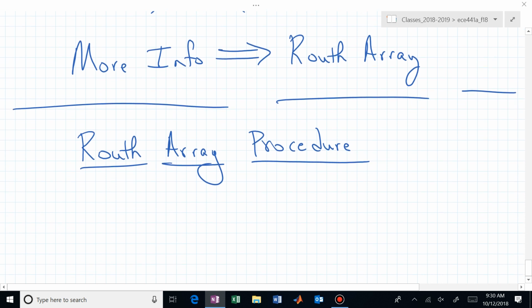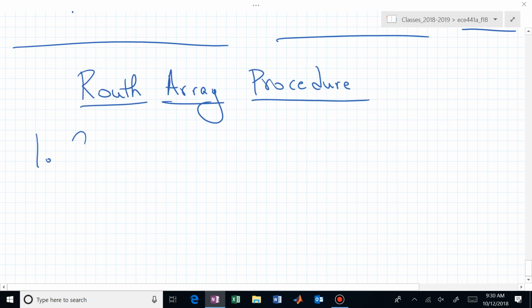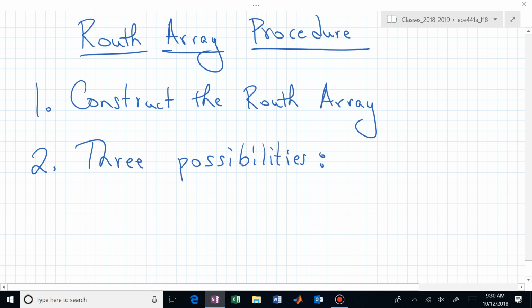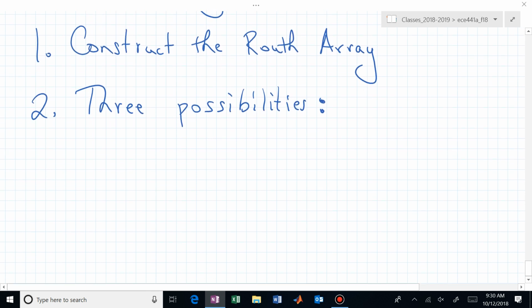First, we construct the Routh array. That's the first step. And we're not going to do that right now. Let's just say we're going to build it. So that's step one. Step two, while we are building that Routh array, we could confront three different possibilities. And I'm going to label those as A, B, and C.